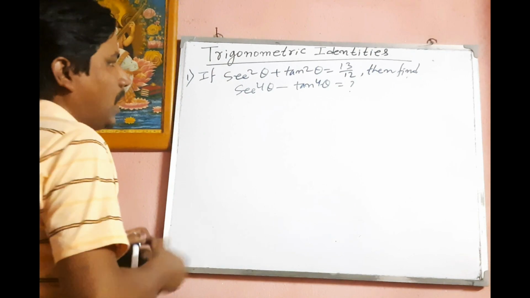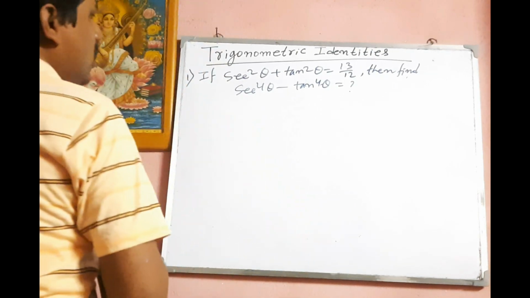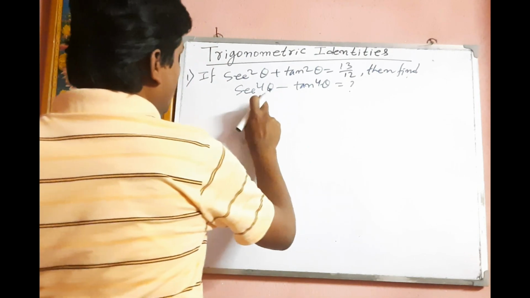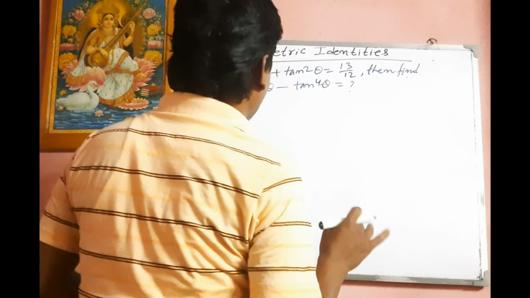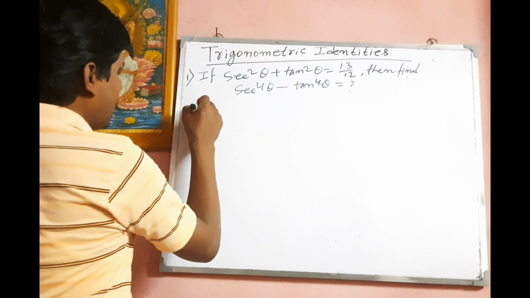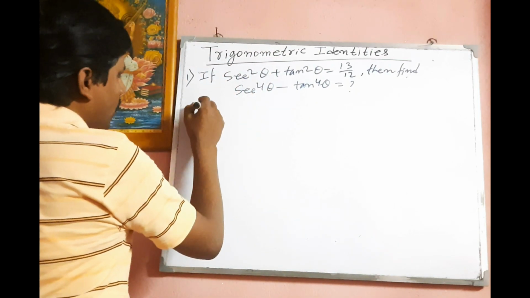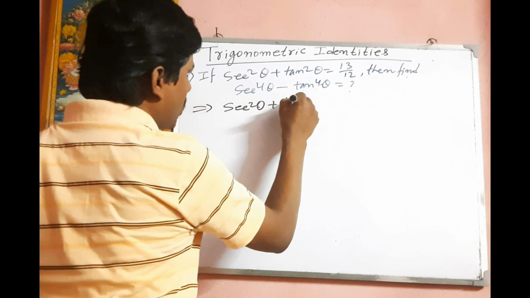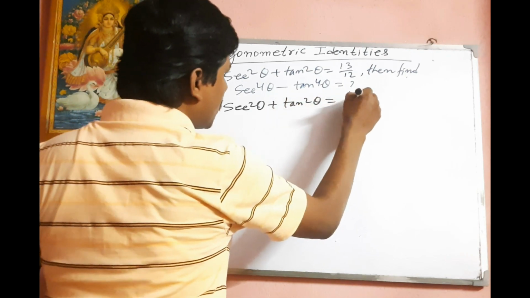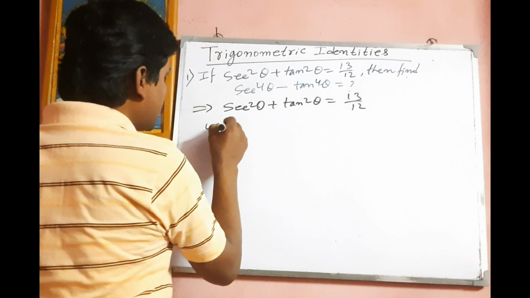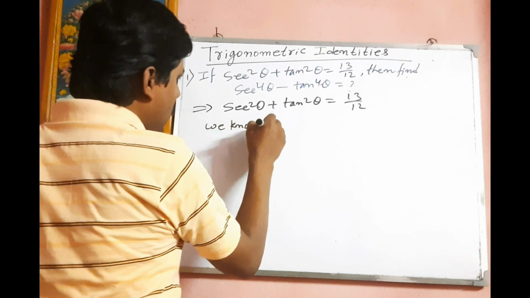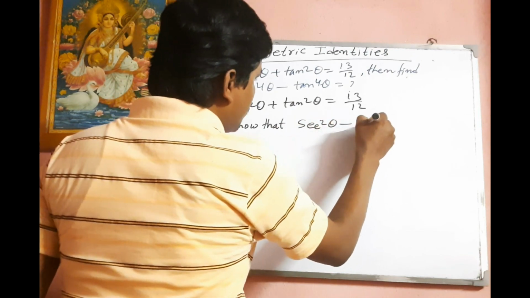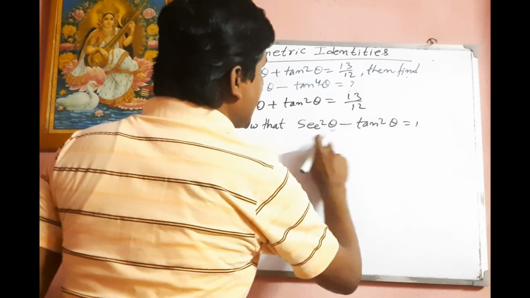The first example of the day is: if sec square theta plus tan square theta is equal to 13 by 12, then find sec to the power 4 theta minus tan to the power 4 theta. Now by the given information we can write sec square theta plus tan square theta is equal to 13 by 12, and we know that sec square theta minus tan square theta is equal to 1. This is the standard formula.